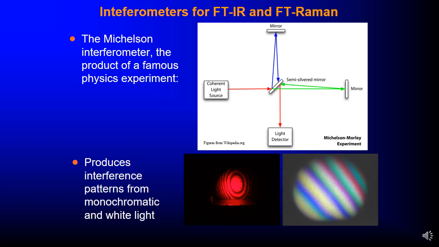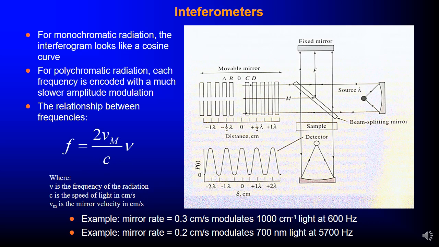Then generally this is the structure of an interferometer, what we call the Michelson interferometer, the product of famous physics experiments. We might not really dwell here because it needs a whole lecture. It produces an interference pattern from monochromatic and white light. So you can see the kind of interference. For monochromatic radiation, the interferogram looks like a cosine curve.